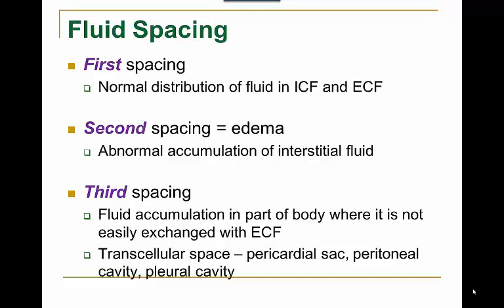Third spacing is a little bit different. Third spacing is where the fluid moves primarily out of the vascular space, but it moves out of the intravascular space into an area where you can't easily get to it. So it'll move to the pericardial sac, the sac that surrounds the heart. More commonly, it'll move to the peritoneal cavity, so patients who have what we call ascites, especially with liver failure. It can even move into the pleural or the lung cavity. So that fluid moves to an area where it's not easily accessible, and we kind of can't get it back once it goes there.